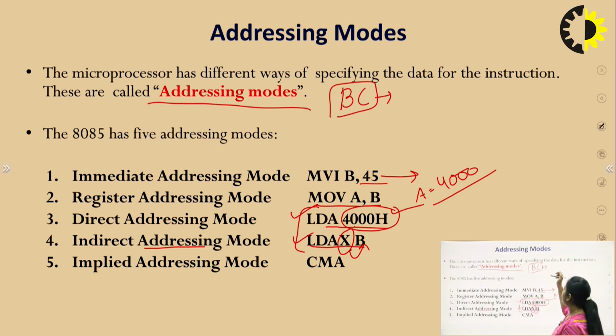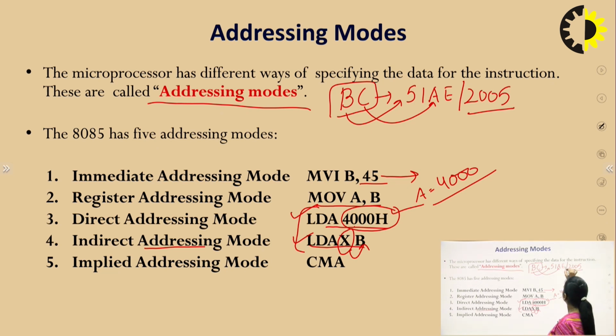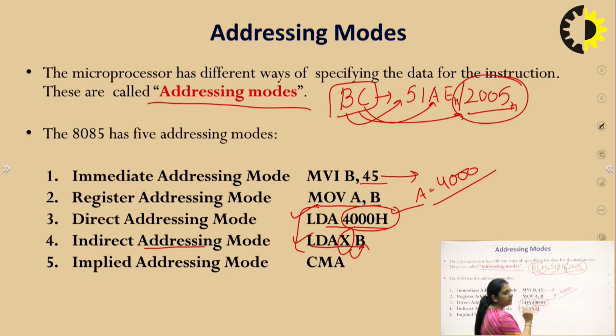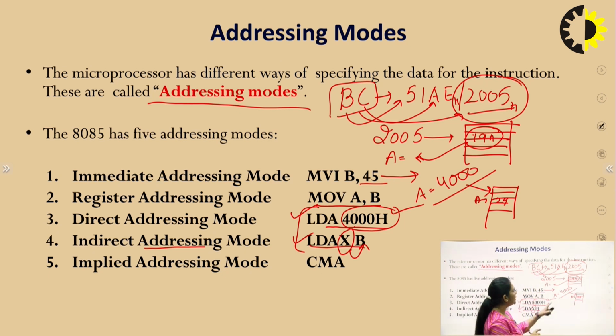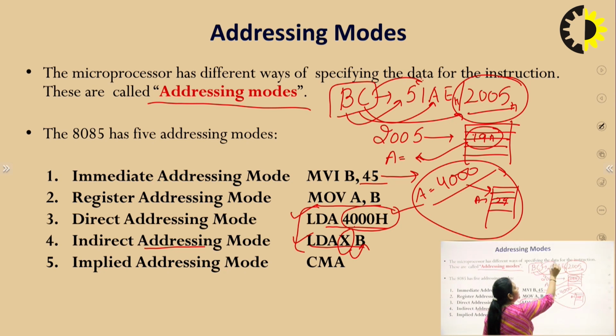So B-C pair will be having some data, and when we combine two registers, they carry 16 bits. Suppose B is having 5-1 and C is having A-E. Or we can take a simple memory location like 2005. Suppose BC is having 2005. So at 2005, there will be some data in the memory. Suppose it is 19. So this 19 will be loaded to the accumulator. And here at 4000 also, there was some data that will be loaded to the accumulator. So the accumulator is loaded with the data, here directly because the memory location is given, here indirectly because the memory location is held by the register pair.